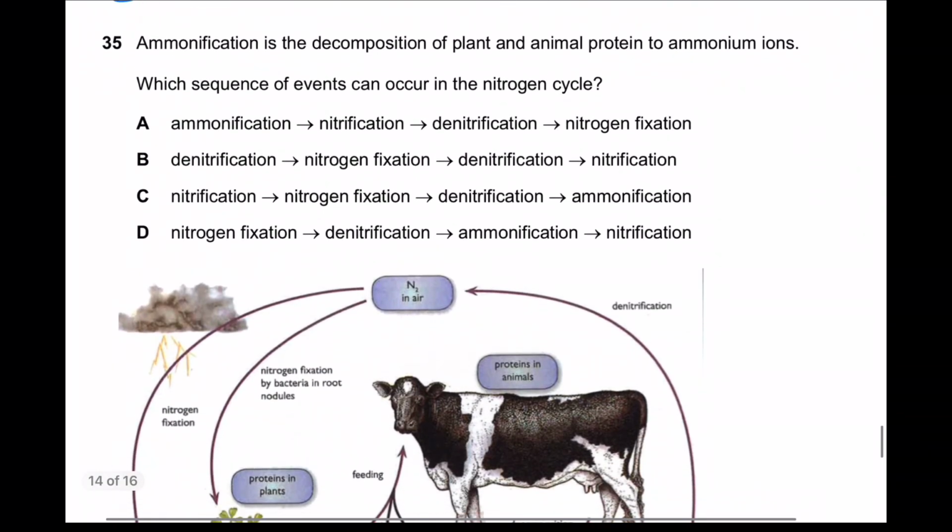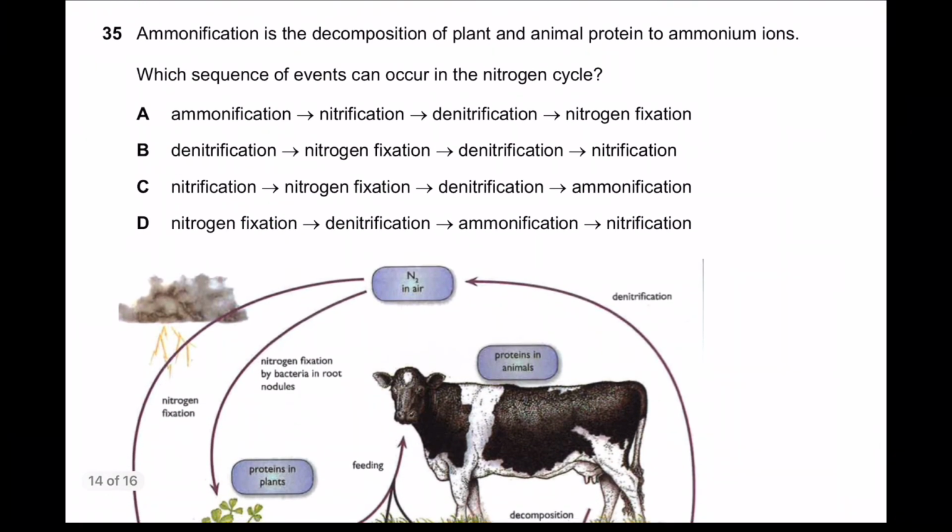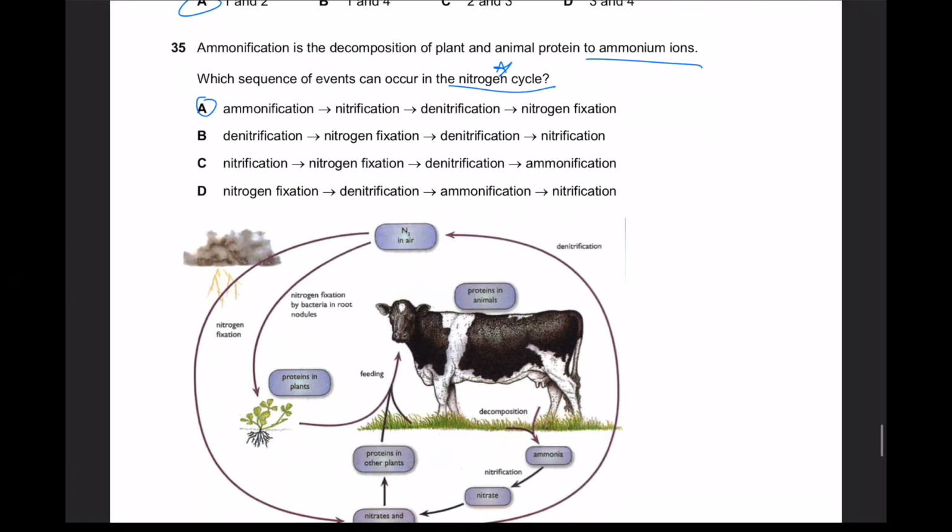Next question. Ammonification is the decomposition of plant and animal protein to ammonium ions. Which sequence of events can occur in the nitrogen cycle? You have to remember what happens in the nitrogen cycle. The question tells you that ammonification is the decomposition of plant and animal protein to ammonium ions. So ammonification will produce ammonium ions, followed by nitrification, producing nitrate ions, then denitrification, forming nitrogen, then nitrogen fixation. So the answer would be A.